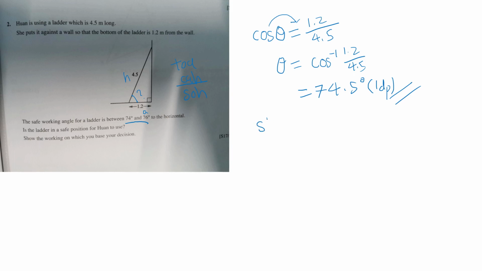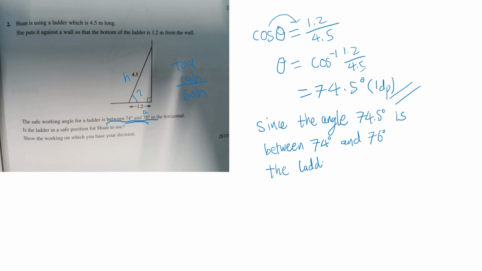So this statement is actually important. Since the angle 74.5 degrees is between 74 degrees and 76 degrees, we need to write here: the ladder is in a safe position. Alright.